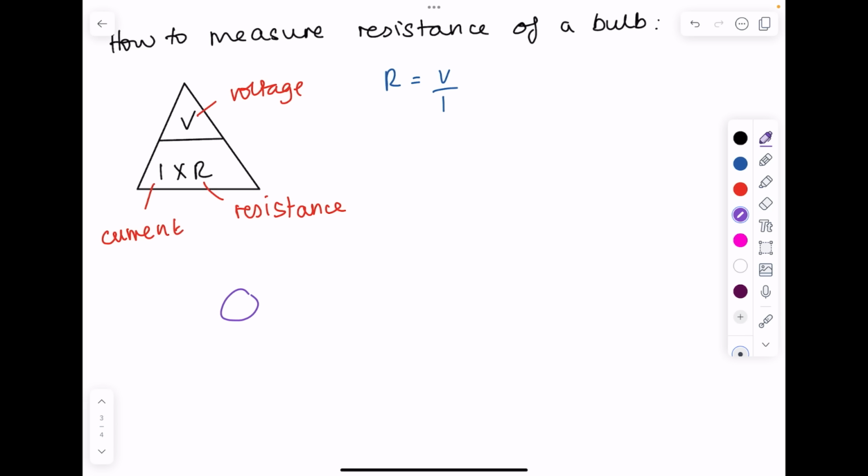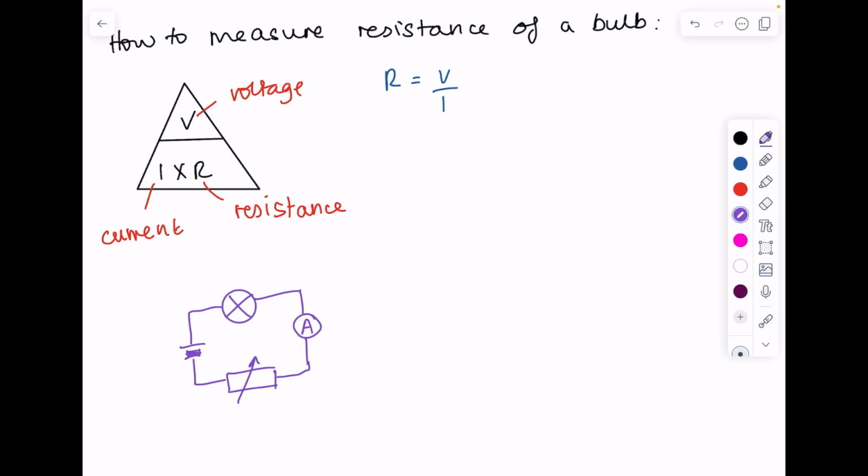So just to show you, here's our filament bulb. We'll need a way of pushing electrons around the circuit, so I'm going to add a cell. You'll need a way of altering the resistance of the circuit, so I need to include a variable resistor. I need a way of measuring current, so I need to add an ammeter, which remember I said needs adding in series, which is why it's part of the main circuit. And I'll need a way of measuring voltage, so I'll add a voltmeter here.